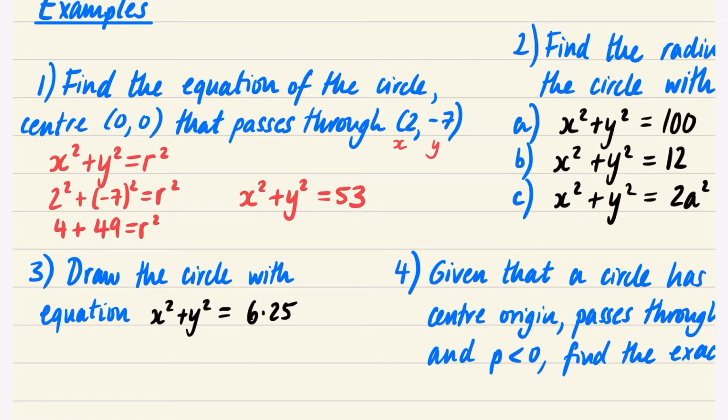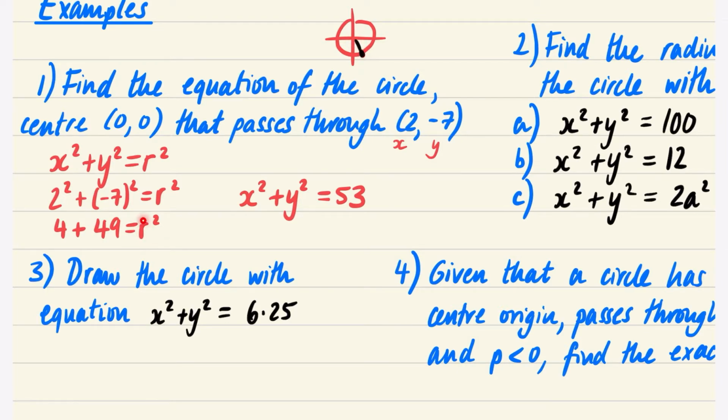Now what's actually happening in this question is we've got a little diagram like this with a circle, and it says that the point it's passing through is 2, minus 7. So 2, minus 7 is somewhere over here. And what we've actually done is literally just used Pythagoras to say how long is the radius of that circle.